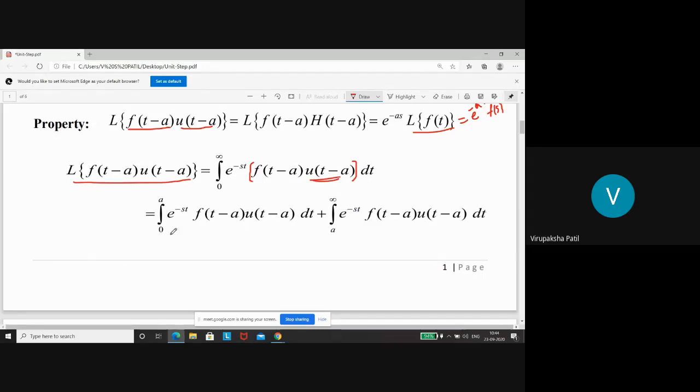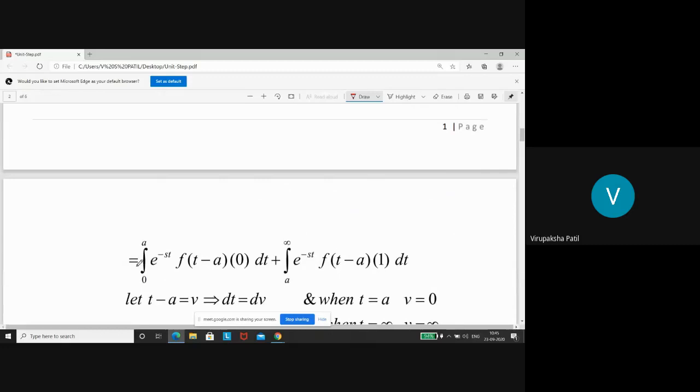So we split the interval: integration 0 to a of e to the power minus st f of t minus a u of t minus a dt, plus integration a to infinity of e to the power minus st f of t minus a u of t minus a dt. Now, in the first part of the interval, what happens? The unit step function takes the value 0, so this entire thing becomes 0.